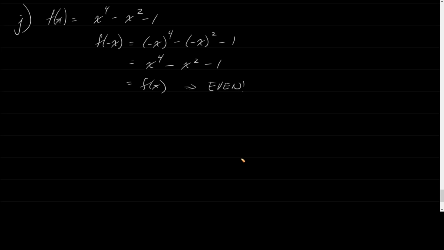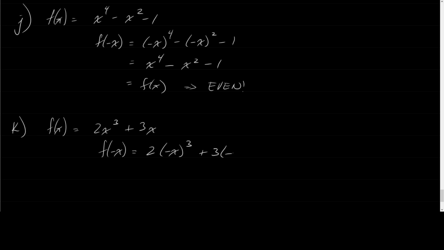Next one. That was J. K. Let's say I have f of x being equal to 2x cubed plus 3x. And again, we start off by figuring out what f of negative x is doing. In this case, we have 2 times negative x cubed plus 3 times negative x. A negative value to a cubic, to a third power, to an odd power, is negative. So I end up with negative 2x cubed. Positive 3 times negative x is negative 3x.